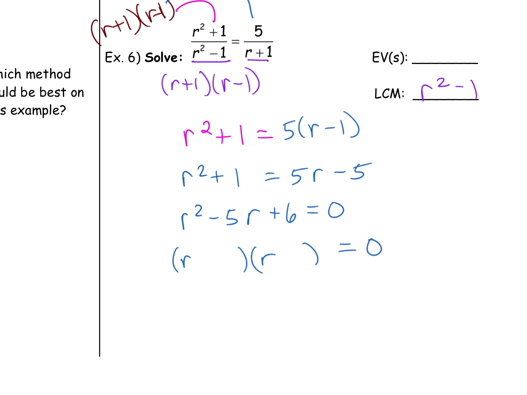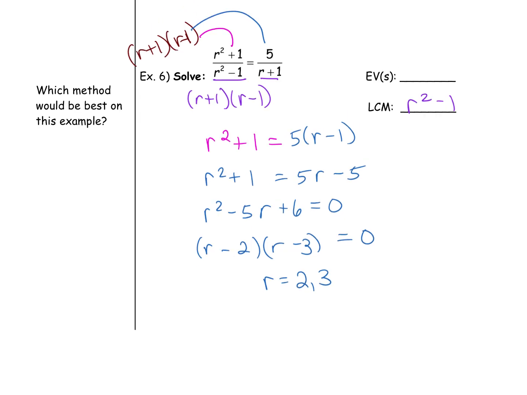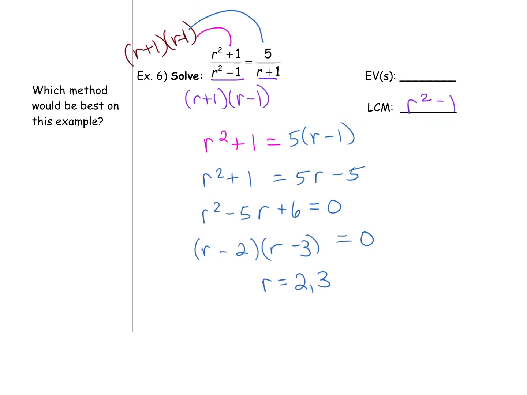So what are the factors for that quadratic? So that means r equals 2 and 3. What were our excluded values? Plus or minus 1? Okay. This is a good joke.